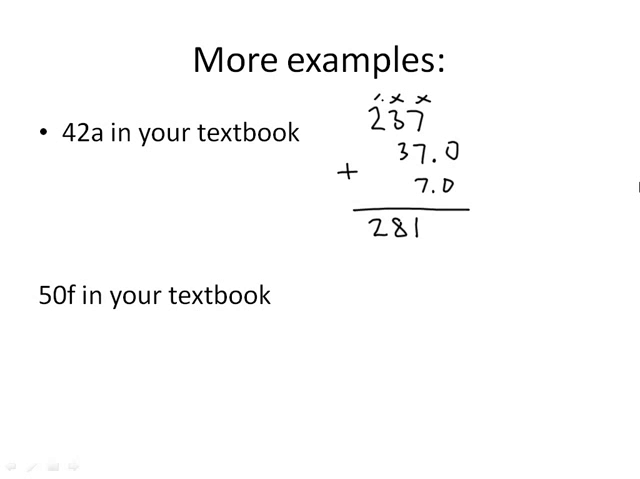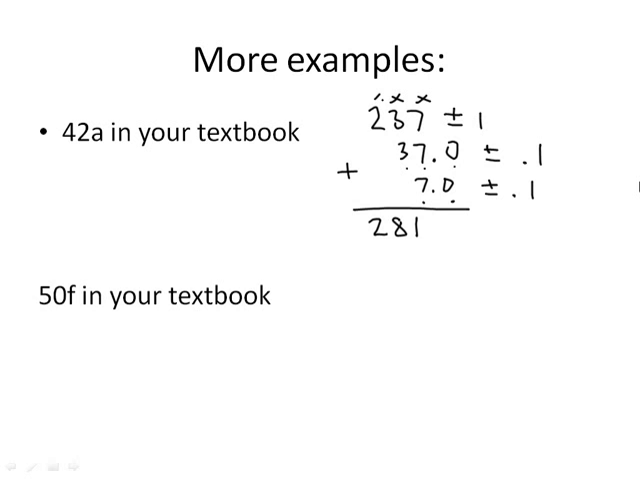Well, the 7 is the last sig fig, so my uncertainty there is plus or minus 1. In 37.0, I have sig fig, sig fig, sig fig. My uncertainty is in the last digit, so it's plus or minus 0.1. 7.0 is also plus or minus 0.1.